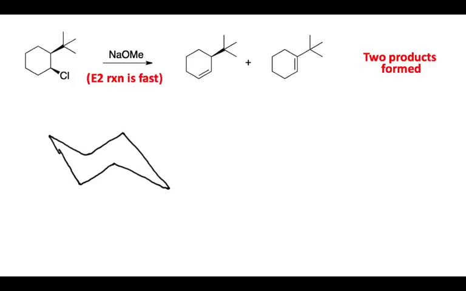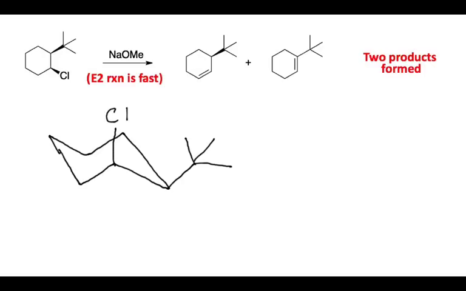So that's the chair. And then the t-butyl is pointing up. It's up and equatorial, because that's where it wants to be most of the time. And then the Cl is also pointing up.